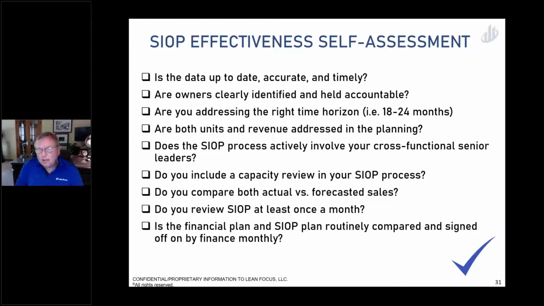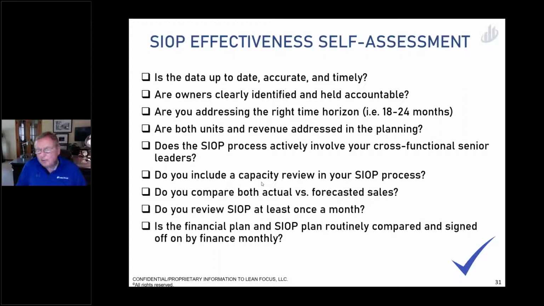Are you addressing the right time horizon? Typically, a SIOP process works with a rolling 12 to 18 months. You've got 24 months max, probably. But the idea is you want to make sure that you have good information out there so you can see what's happening in the future.